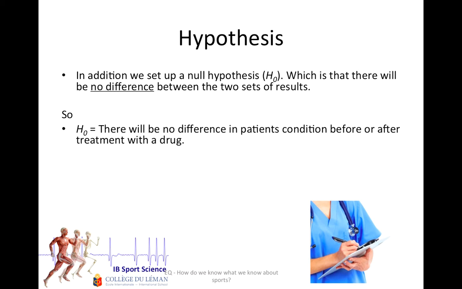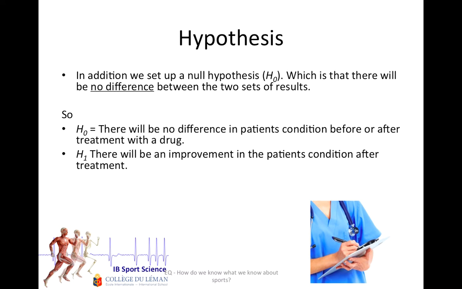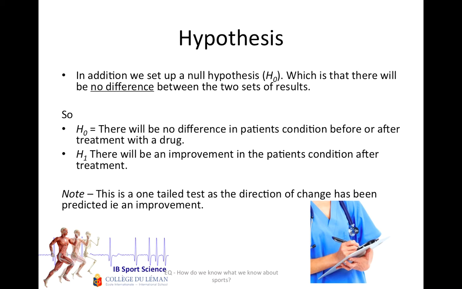So, let's say, for example, your null hypothesis is going to be there's no difference in a patient's condition before or after treatment with a drug. So your alternative hypothesis will be that there will be an improvement in the patient's condition after treatment. Notice we've started talking about a direction of change. So we're predicting an improvement in the patient's condition. So this means we're talking about a one-tailed test rather than a two-tailed test.